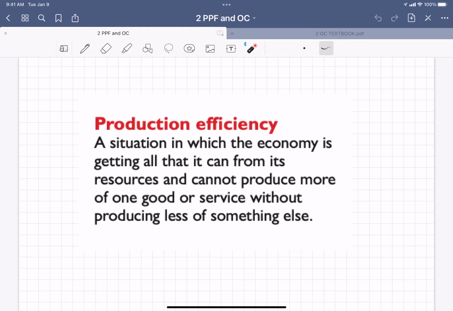So talking about production efficiency, what can we see here? By definition, production efficiency is a situation in which the economy is getting all that it can from its resources and cannot produce more of one good or service without producing less of something else. I actually mentioned that at some point earlier. So when you're achieving the point of efficiency, it means you're already doing as well as possible. You don't have any slack, because if you do have slack, then you're not being efficient. And if you're being efficient, you're really pushing the boundaries of your production possibilities, which means that if you want to produce more of one thing, that requires resources being taken from producing something else. And that brings us to the trade-off.